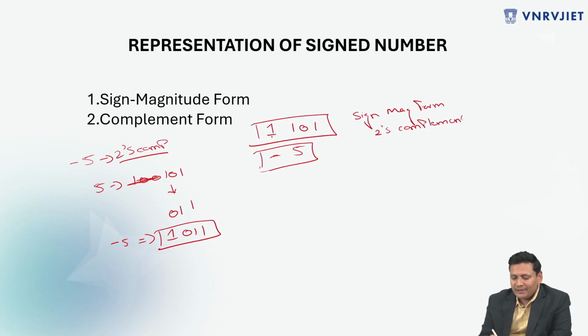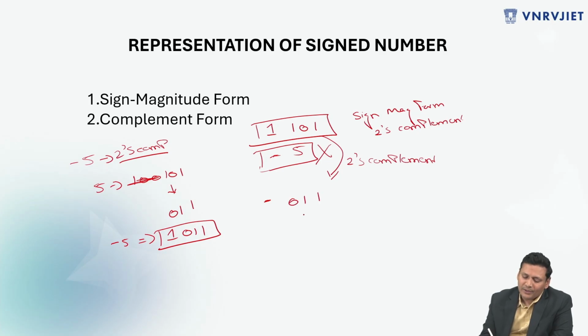But here in the question they have asked 1101, and you have written the answer minus 5 in a hurry, which is completely wrong. To find the real value, first look at the sign. 1 means minus, and the magnitude has been represented in its two's complement. To find the real value of this 101, you have to again take its two's complement. What is the two's complement of 101? 1, 1, 0. Clear? So what is the number? It is minus 3. Clear?